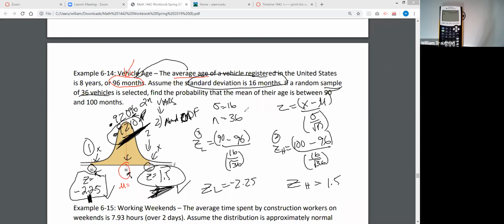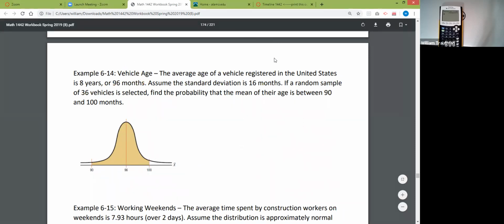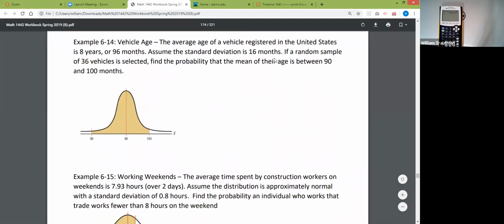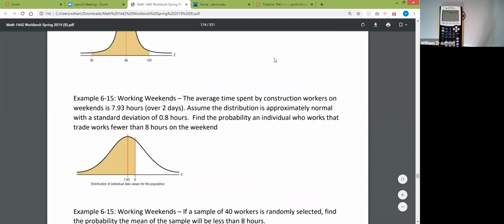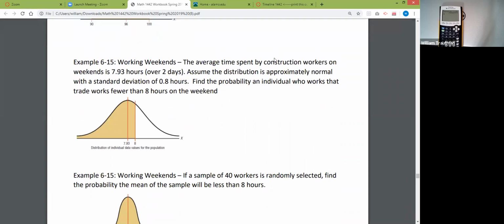Same as yesterday. We just have the little square root of n to add into everything. That's it. And by the way, on the test, it's not going to tell you which formula you use. If you have a sample, you have to use the sample formula.